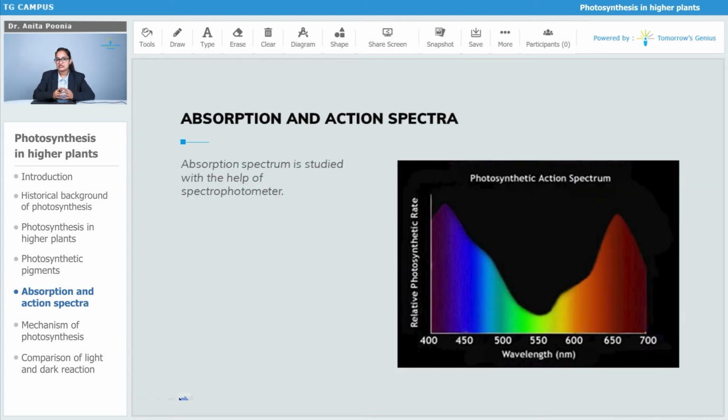Now, the absorption spectrum is studied with the help of a spectrophotometer, with the help of the light being emitted by the substance in the spectrophotometer, which is a device we get to understand.